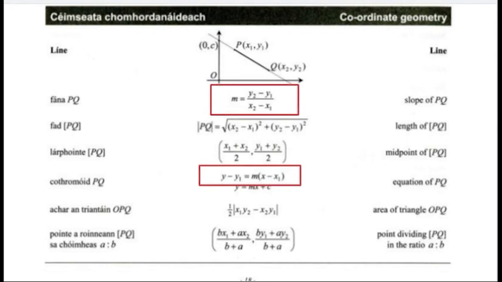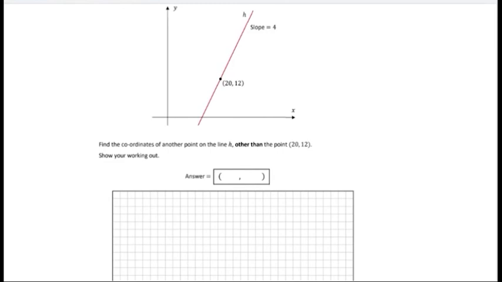Alright, so let's do our working out now. We're going to use this formula, y minus y1 is equal to m(x minus x1).